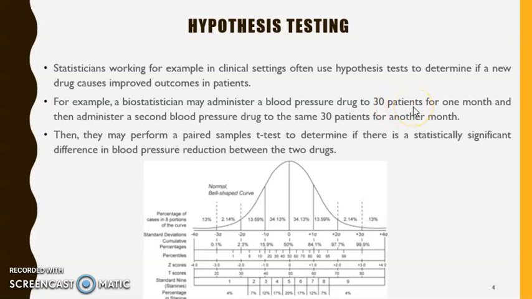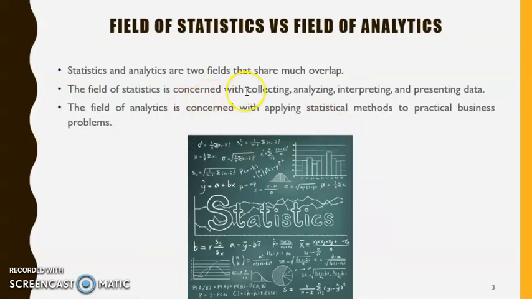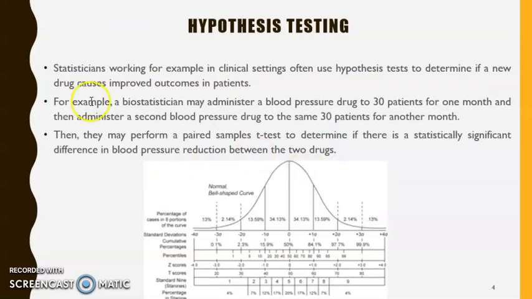Okay, you remember, my friends? Here we had it: collecting data, analyzing data, interpreting data, and presenting data. And so here you see a biostatistician administers a blood pressure drug to 30 patients for 1 month, and then administers a second blood pressure drug to the same 30 patients for another month. All this design, all the things that we need to do it for 30 patients.